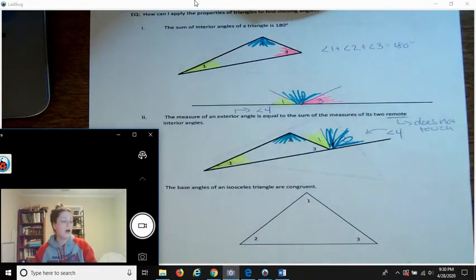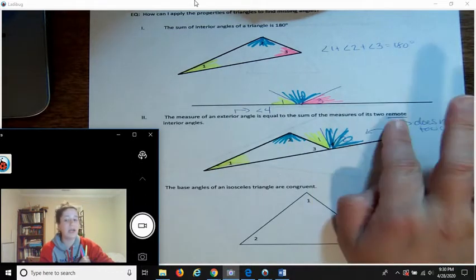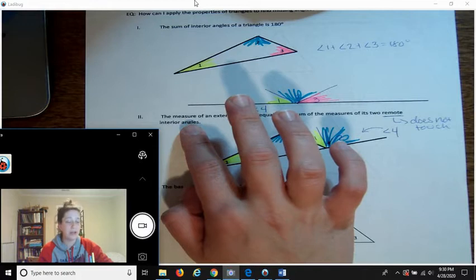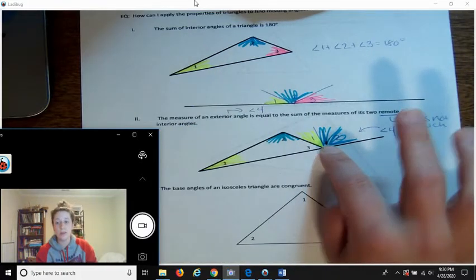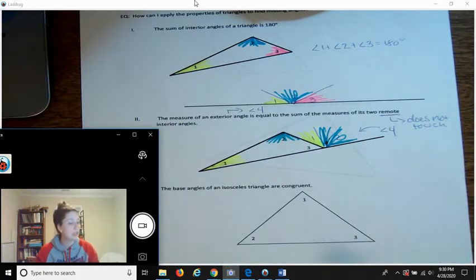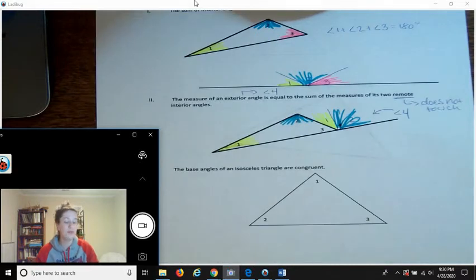I feel like remote is the hardest one to remember in this. Think about the TV remote. It's remote because you're not having to touch the TV. You can sit in your seat and remotely change the channel and not have to get up and physically touch the TV. So the remote interior angles are the ones that don't touch the exterior angle, because they're not getting up off their couch to touch the TV. That's how you know that it's 1 and 2 and not 3.